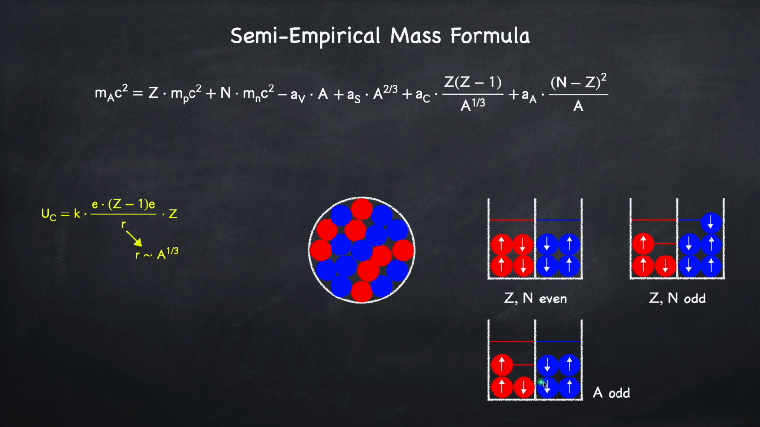So now let's compare these three situations. In this case, all of the magnets are coupled to another magnet. If A is odd, we have one free magnet. So this should have more energy than this one. And if Z and N are both odd, we have two free magnets. So this should be even more energy than this guy.